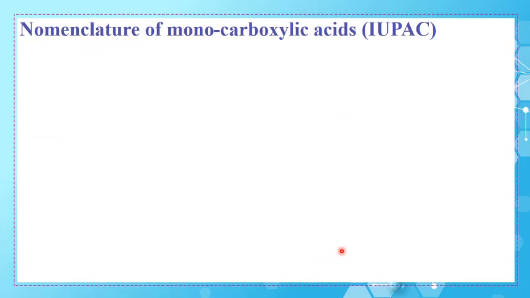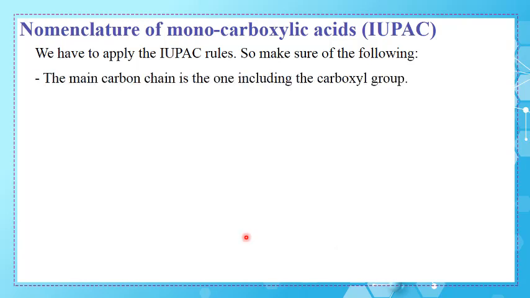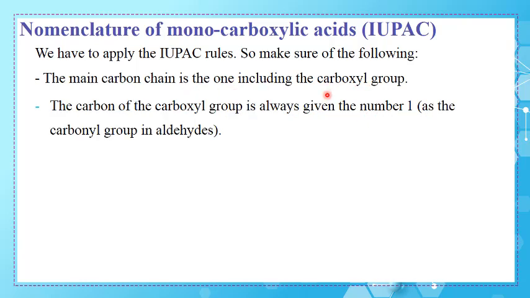The second objective is the nomenclature of monocarboxylic acids, according to IUPAC. Here you have to pay attention to many rules set by IUPAC. You have to make sure of the following. First of all, the main carbon chain in carboxylic acid is the one including the carboxylic group, as in all compounds. The carbon of the carboxylic group is always given the number 1, as the carbonyl group in aldehydes. So in aldehydes and in carboxylic acids, the functional group is at an extremity of the compound.